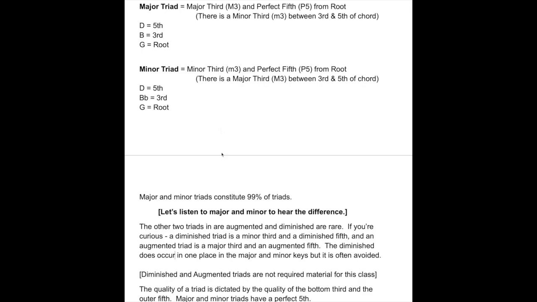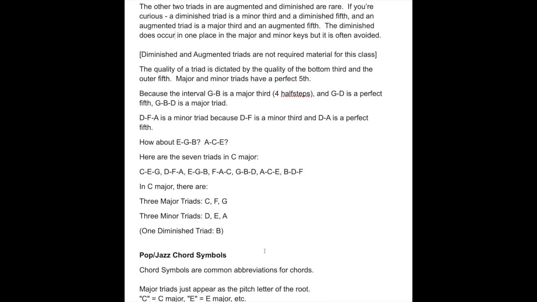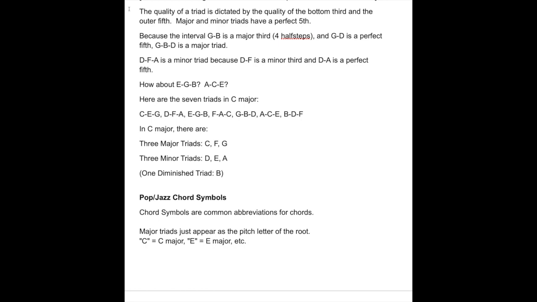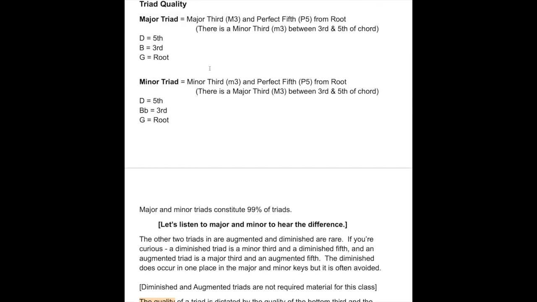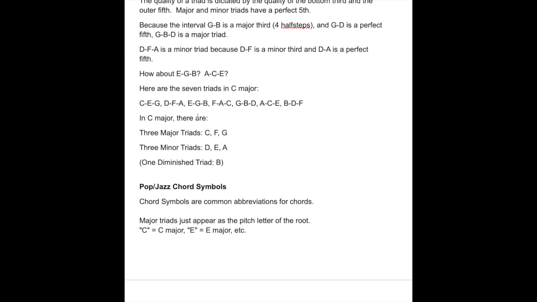What we want to know about is the major and minor triads. Again, the quality of the triad, as I say here, is dictated. So quality means major or minor, or diminished or augmented. The quality of the triad is dictated by the quality of the bottom third and the outer fifth. So that's just another way of saying a major triad is called major because it has a major third on the bottom from the root. And a minor triad is called a minor triad because it has a minor third from the root. They both have a perfect fifth.